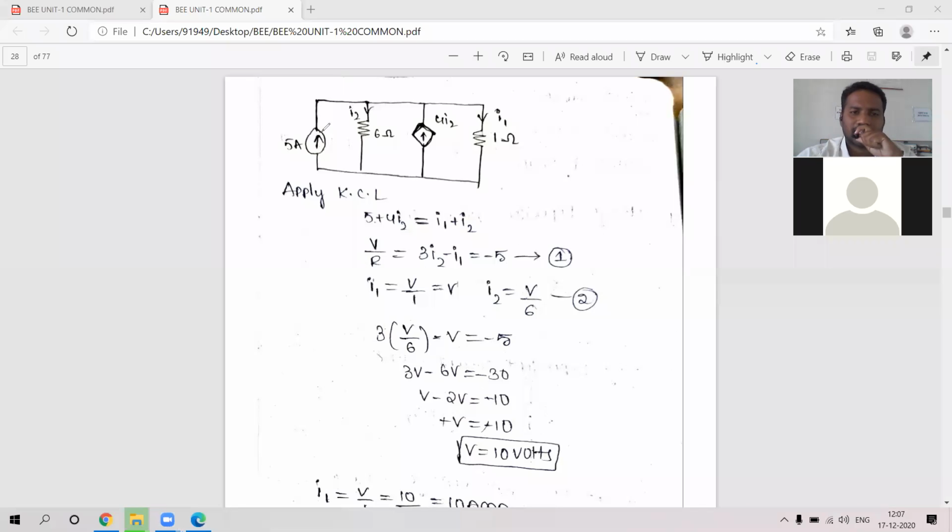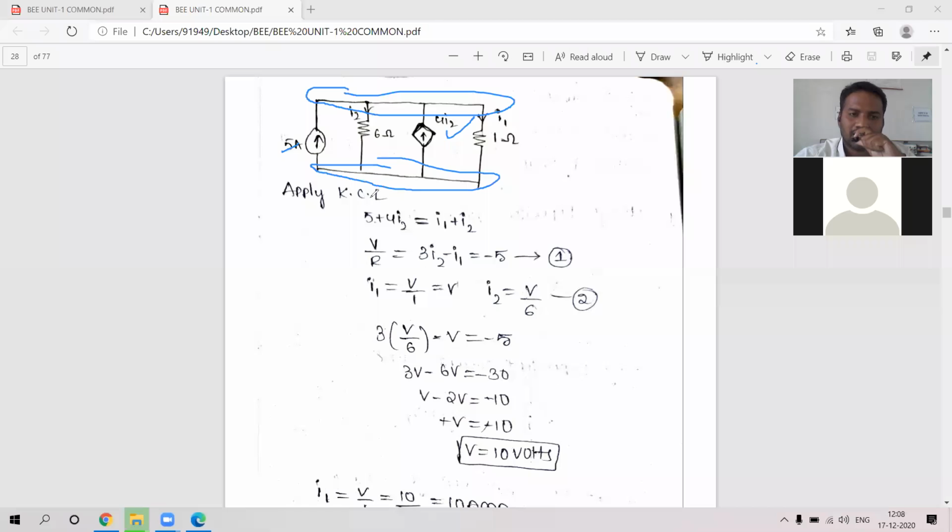This is the circuit we are having, the continuation of yesterday's class. Here 5 amps is entering current and 4i2 is also entering towards the node. So this is acting like one node, and this is the reference node or common node. Okay, two nodes are there. For this node, two currents are entering. You can see the direction of 5 amperes and the direction of 4i2.